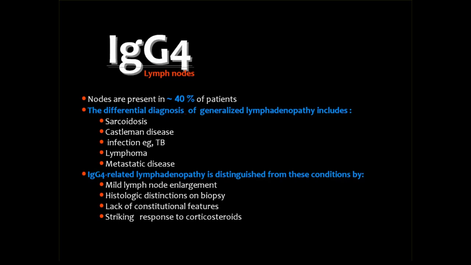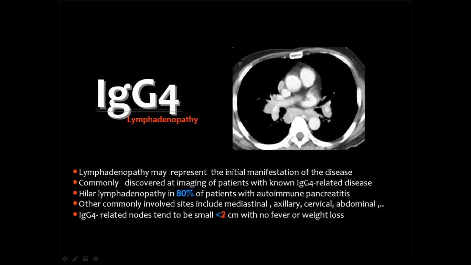The nodes are slightly enlarged. They have a distinct histologic appearance on biopsy. They are not associated with constitutional symptoms. Their size does not exceed 2 centimeters, and they respond well to corticosteroid therapy. Then hilar lymphadenopathy is present in about 80% of patients with autoimmune pancreatitis.